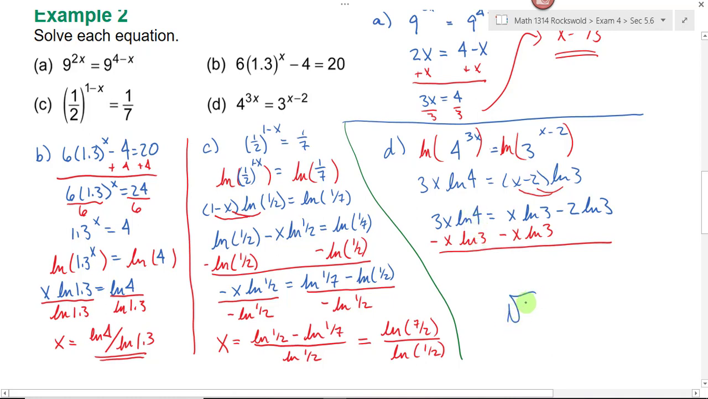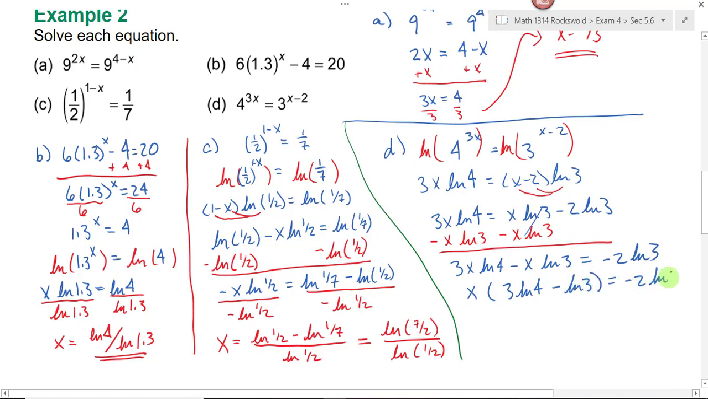Just like you can't add the square root of 2 to the square root of 3 because what's under the radical is not the same. On logs, if the arguments are not the same, you can't change those arguments. So I just write down 3x natural log 4 minus x natural log 3 equals negative 2 natural log 3 because these terms canceled each other out. Now I have a common factor of x on both sides that I can factor out, and that's going to give me x times (3 natural log 4 minus natural log 3) equals negative 2 natural log 3.